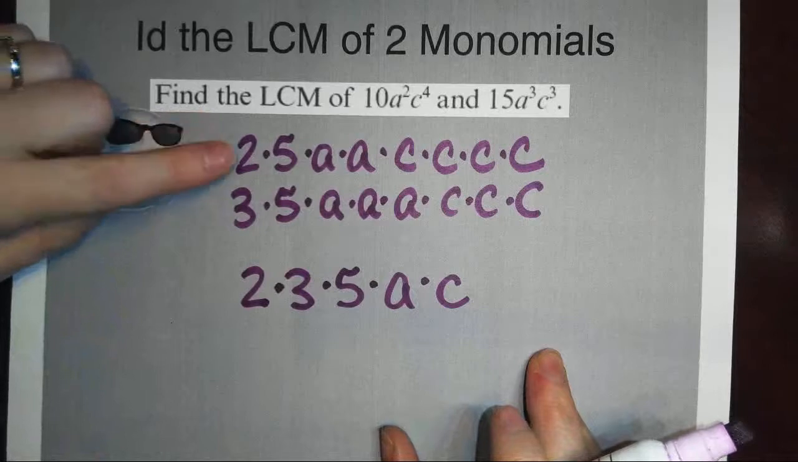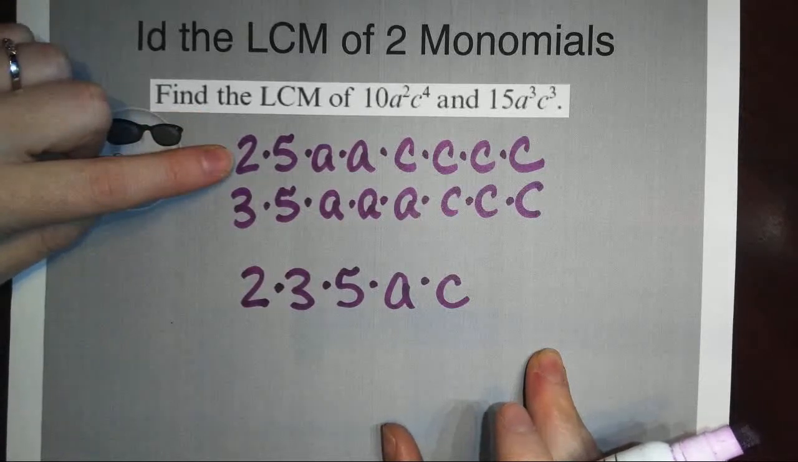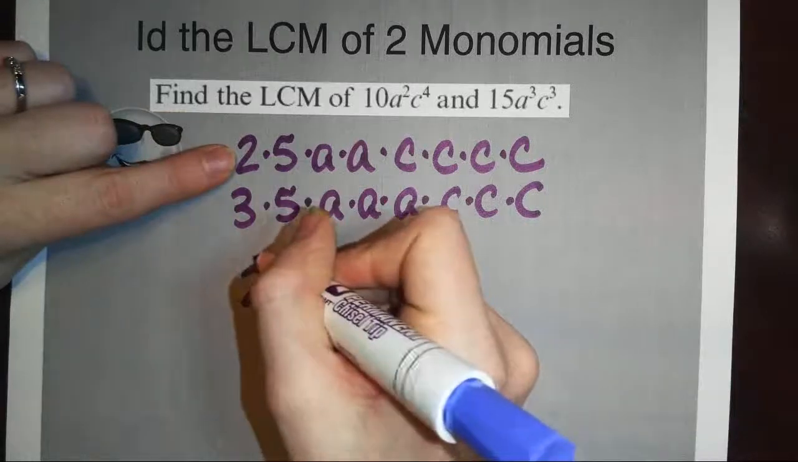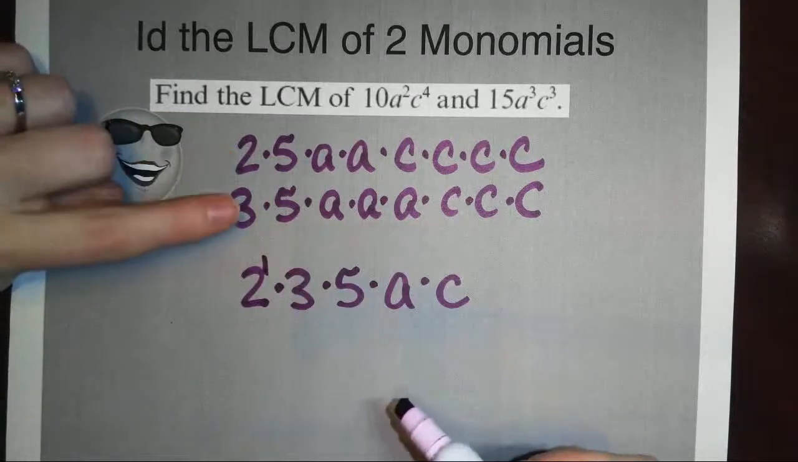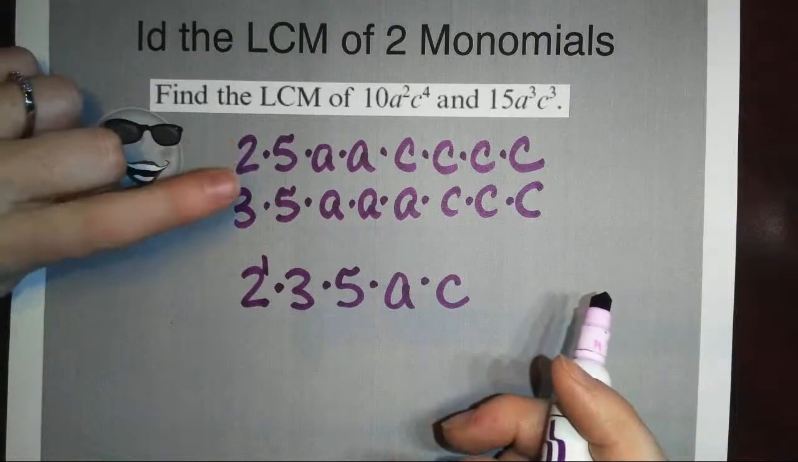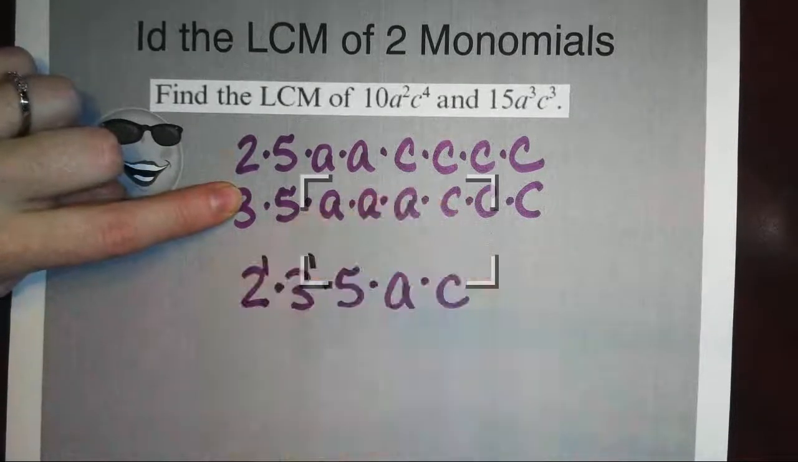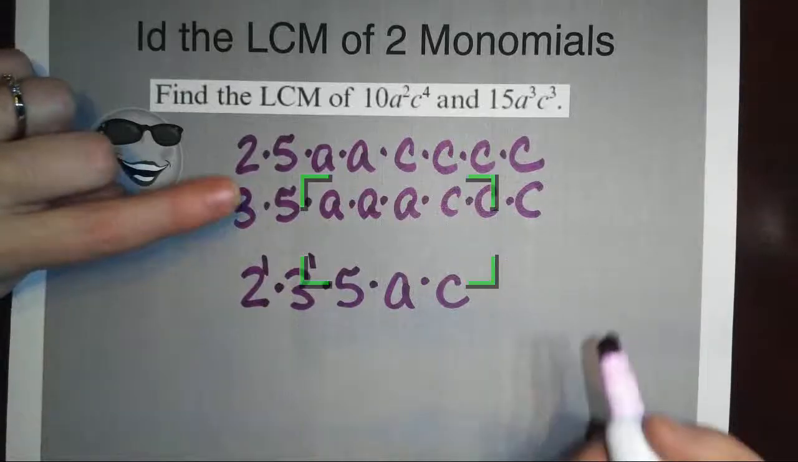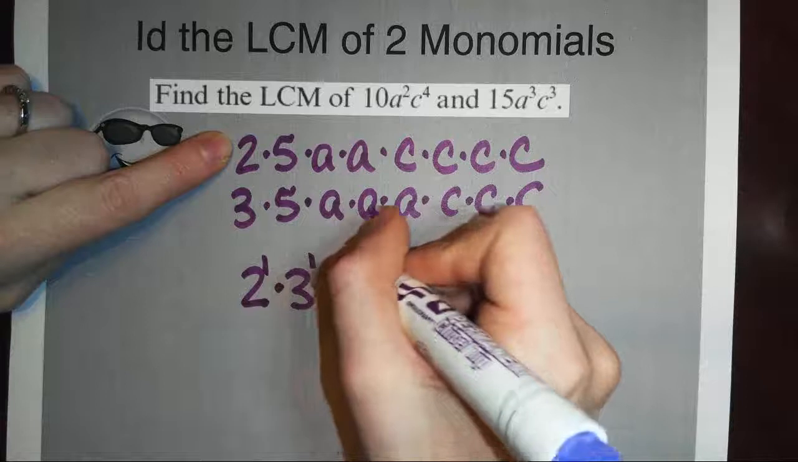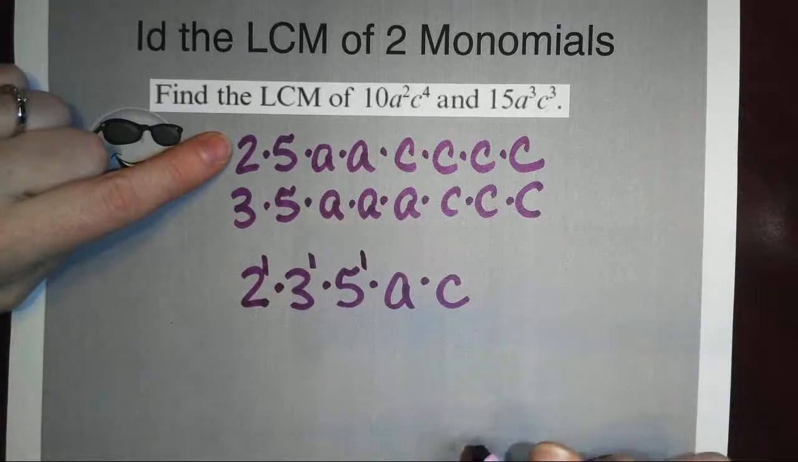So 2 is used once in this term and 0 times in this term. Since once is the most, 1 is my exponent. 3 is used once in this term and 0 times in this term. So since once is the most, I get a 1 on the 3 there too. 5 is used once in this one and once in this one. Once is the most, so exponent 1 here.